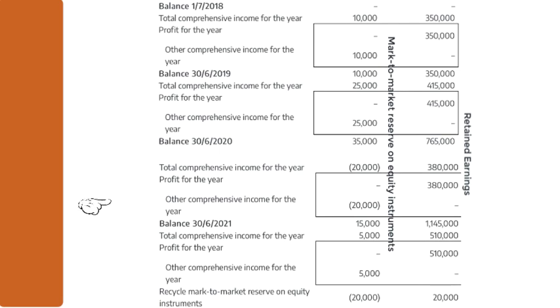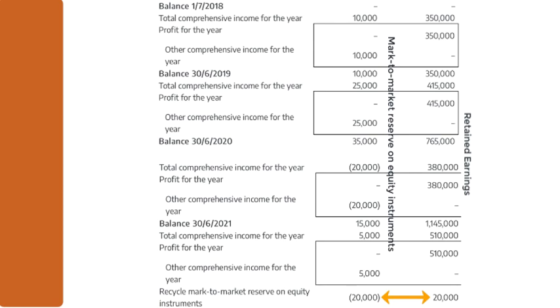It can have a negative balance. Then in the next financial year, on the date of disposal, there was a positive movement. And on the date of disposal, it is our accounting policy to recycle the mark-to-market reserve on equity instruments on the date of disposal. What does that mean? It means I move the balance on the mark-to-market reserve out of this column and I move it into the retained earnings column. This is an accounting policy. You do not have to do this.